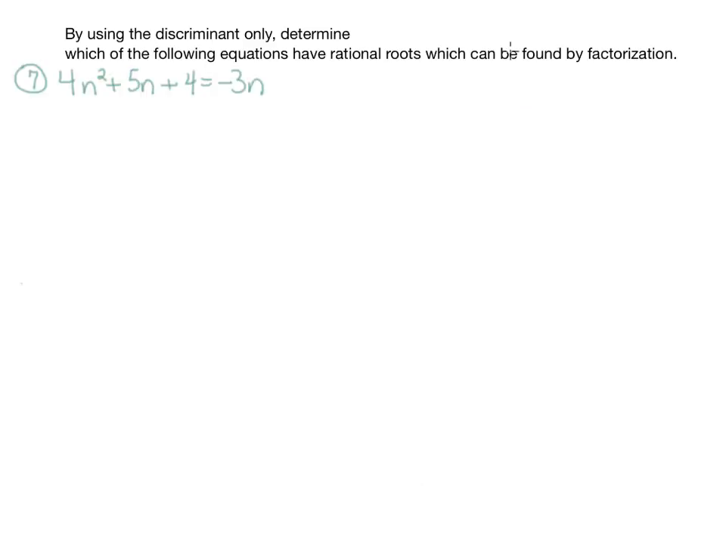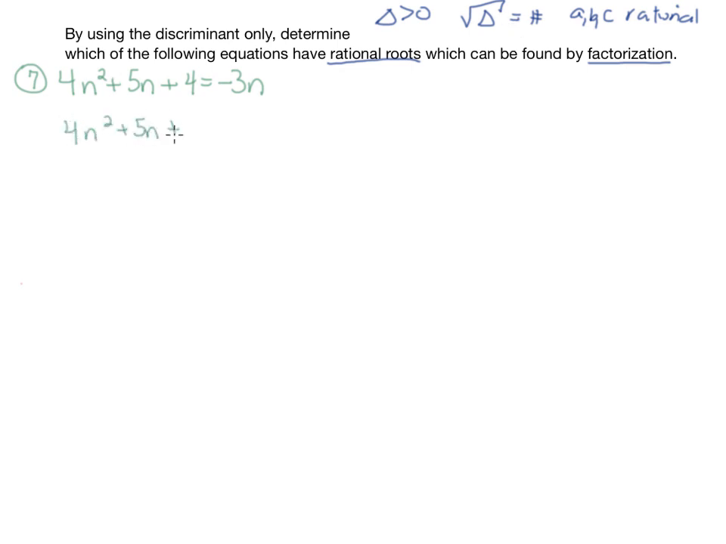In our next example, we're still going to use the discriminant only, but this time we're going to find out if the roots are rational so that the equation can be factorized. So we want only the factorization rational roots. Remember, that only occurs when the discriminant is greater than 0, when the discriminant is a perfect square, so the square root is a rational number, and when the a, b, and c terms are also rational numbers. So there are three things we have to look at for this case.